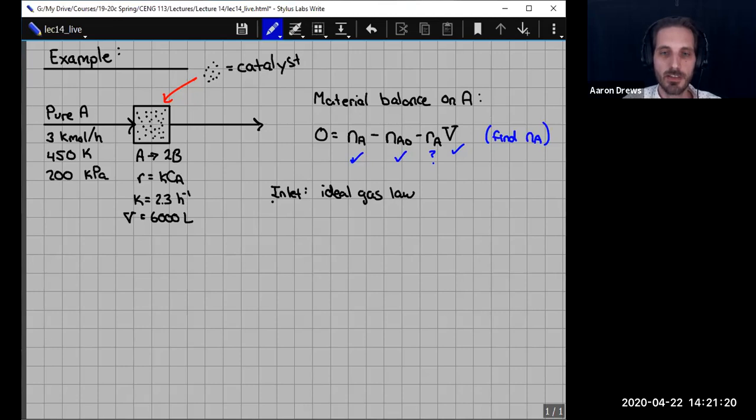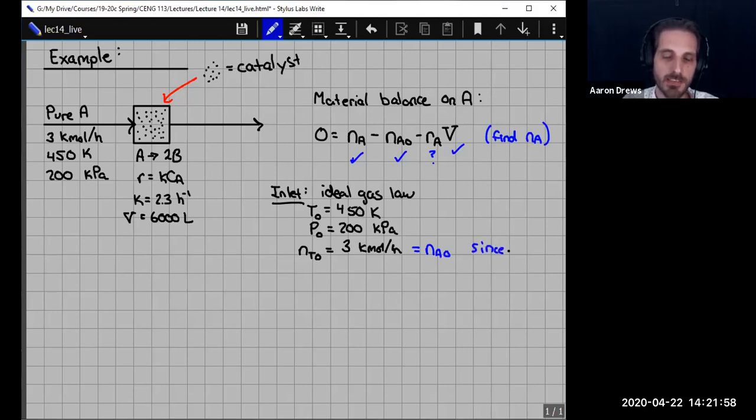So what this means on the inlet is that the inlet temperature T0 is 450 K. And I'm just writing these out here so that there's no mystery to how they relate to the drawing versus what we use in the equation. P0 will be 200 kPa. And our N sub T0 is 3 kmol/h. This N sub T0 happens to be equal to N sub A0, since pure A, but that's not always the case, right?